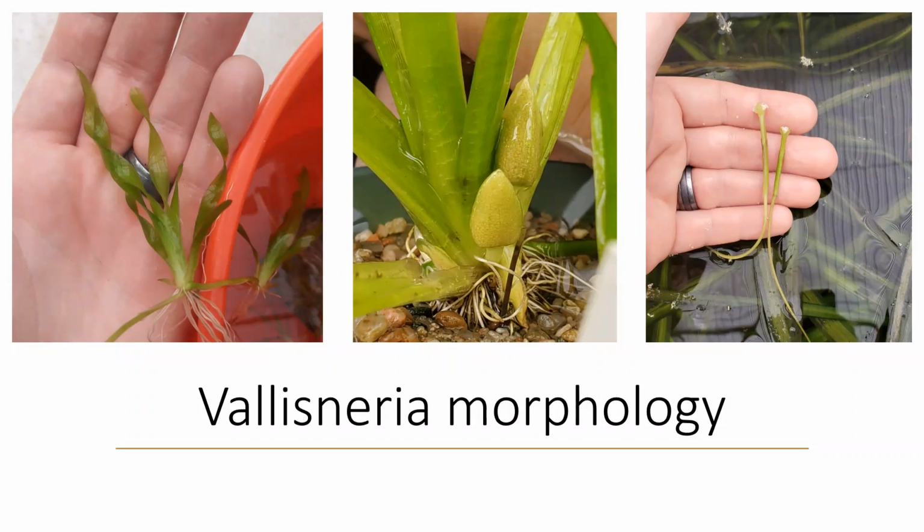The picture in the middle shows a male plant that's producing these spathes that are basically like hermetically sealed balloons containing hundreds of tiny male flowers. And once they mature, that spathe opens up and those male flowers get released to the surface of the water. On the right, you can see that I'm holding some female flowers. Vals will produce a single female flower along a long stalk called a peduncle that will float at the surface of the water when they open up.